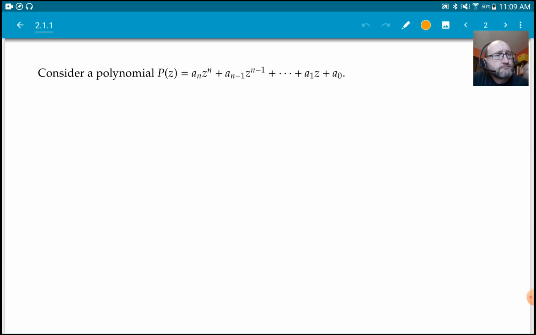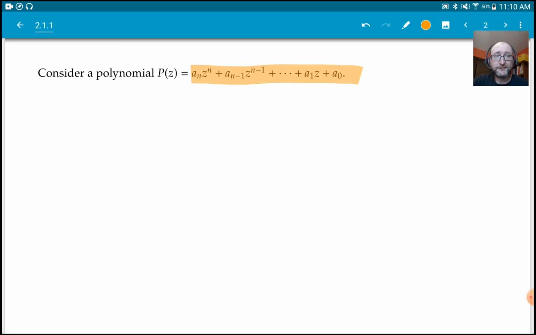So let's consider a polynomial. These are really nice functions. It would be great if we could just work with these sort of functions, right? Basically just a finite sum of powers of z, right? So a polynomial in a complex variable. So these are great. There are lots of things that you can do with them.